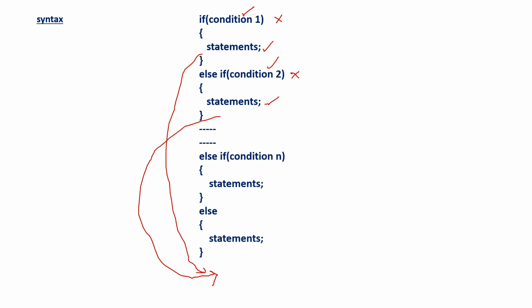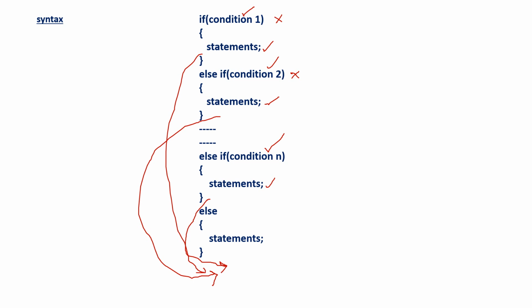Now assume that the first condition is false, the second condition is false, and so on. N minus 1 conditions are false. Then the nth condition is checked. Now assume that the nth condition is true. Now the statements in this particular block are executed and control comes out of the entire else if ladder and the remaining statements after the else if ladder are executed.